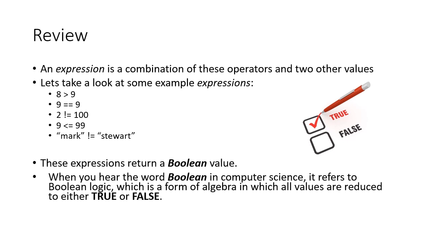So let's take a look at this first one. 8 is greater than 9. This is false. 9 is equal to 9 is true. 2 does not equal 100 is true. 9 is less than or equal to 99. Even though one of those things is true, it's still true, right? Because 9 is less than 99. And Mark does not equal Stuart is, in fact, a true statement. So these expressions are going to return a value of either true or false.